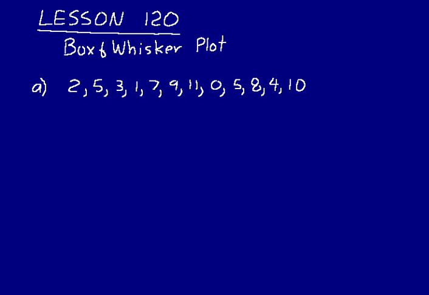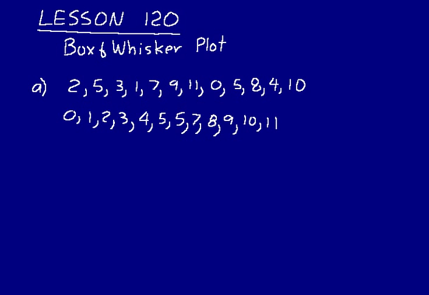Look at this set of data that I have here. And what you need to do first for a box and whisker plot is organize the data from lowest to highest. So let's just go ahead and rearrange it. 0, 1, 2, 3. There's a 4, 2 5s. No 6 that I see. A 7, an 8, a 9, a 10, and an 11.